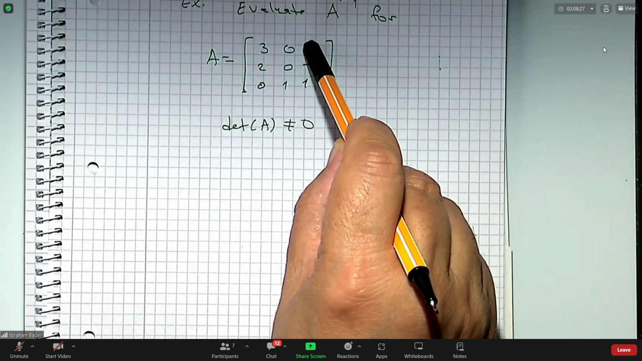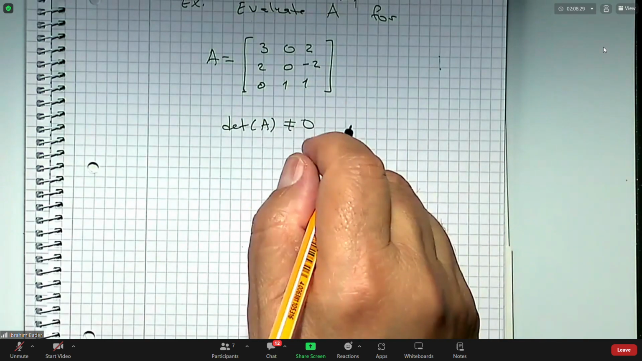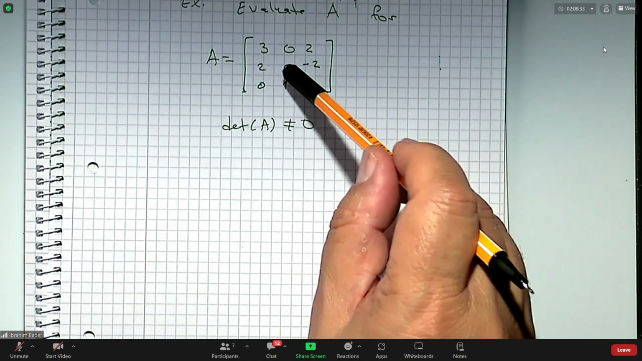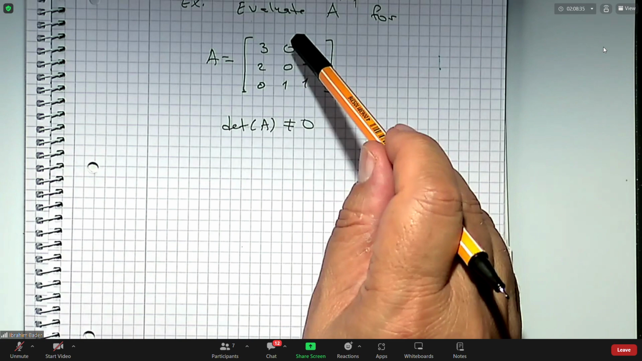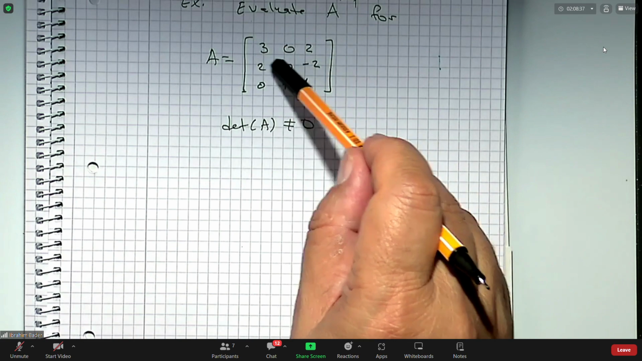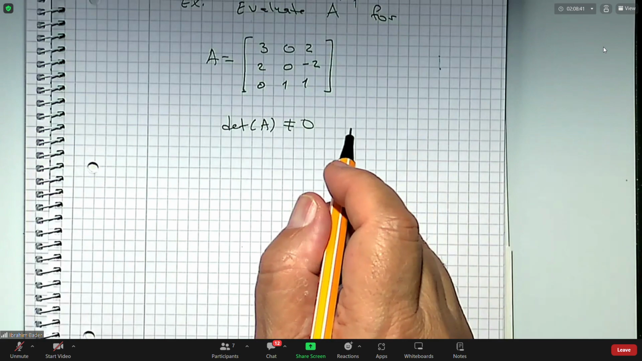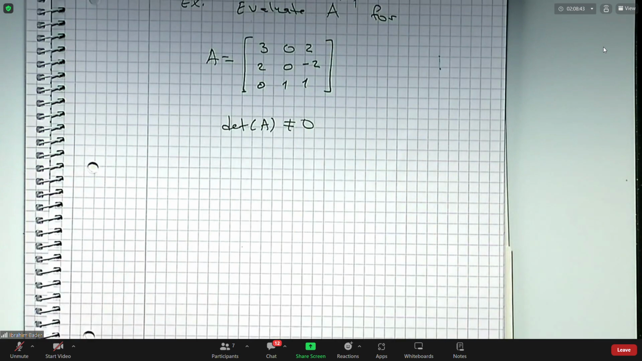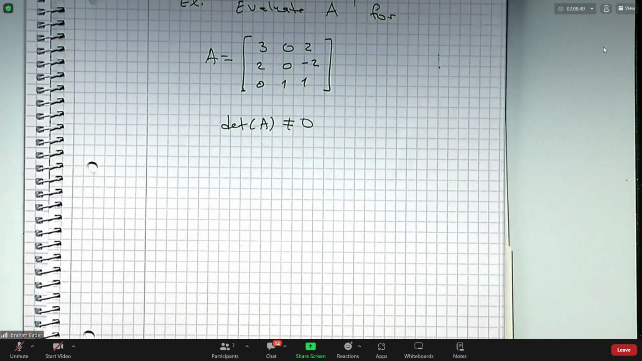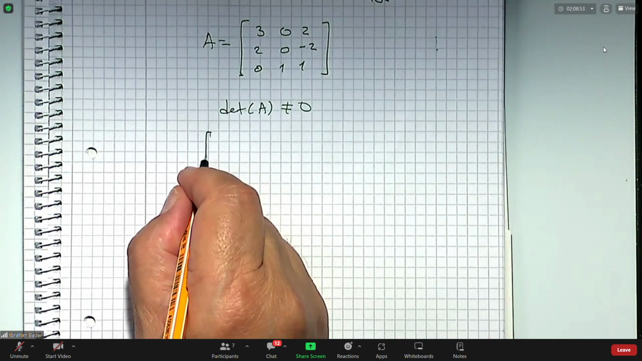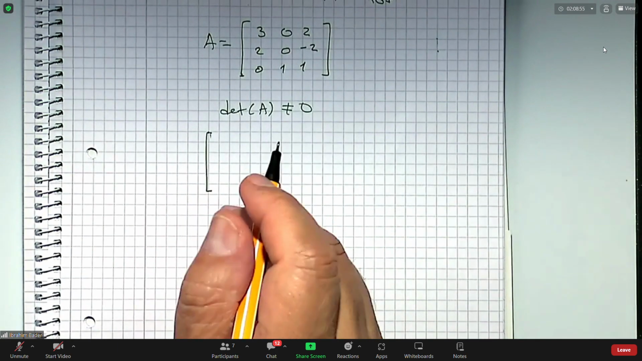So is it 10? 3 times 2 is 6, plus 2 times 1 is 4. Okay, so I just evaluated it. I think it's 10. It's not equal to 0. Okay, then the next step: we construct the augmented matrix.